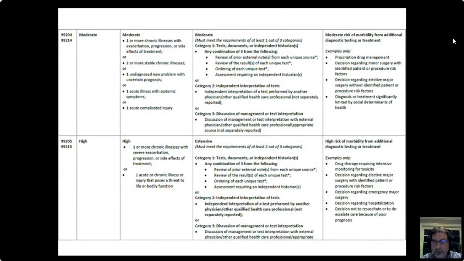So again, drug therapy requiring intensive monitoring for toxicity, a decision regarding elective major surgery, emergency surgery, decision regarding hospitalization, decision not to resuscitate, which hopefully we're not making those types of decisions in our practices. But again, here with the level 5, you're talking about a patient with a major acute problem that has to be dealt with initially, or we're worried about them possibly losing their life or losing the function of their eye. And again, just to reiterate, when you're figuring this out, you need 2 of the 3 elements here. So you don't have to hit all 3 of these to get to that level. You just need 2 of the 3.